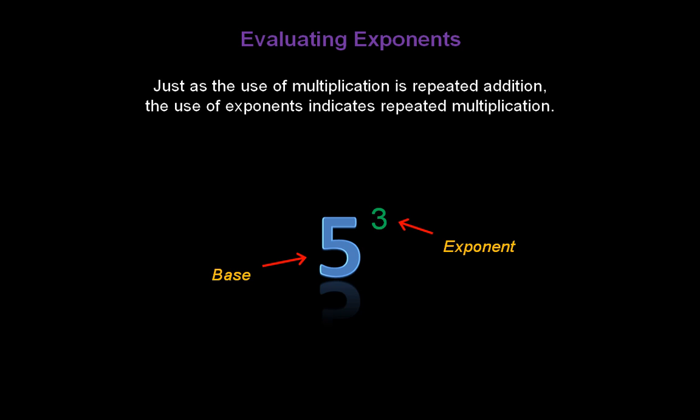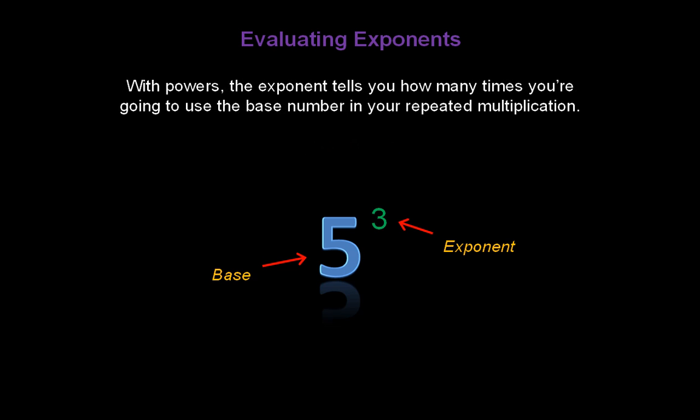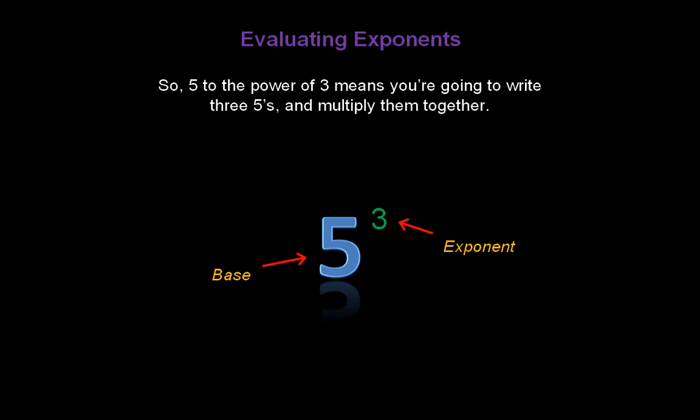Just as the use of multiplication is repeated addition, the use of exponents indicates repeated multiplication. When you multiply 4 times 3, that's the same as writing 3 4s and putting addition signs between them. With powers, the exponent tells you how many times you're going to use the base number in your repeated multiplication. So 5 to the power of 3 means you're going to write 3 5s and multiply those together.